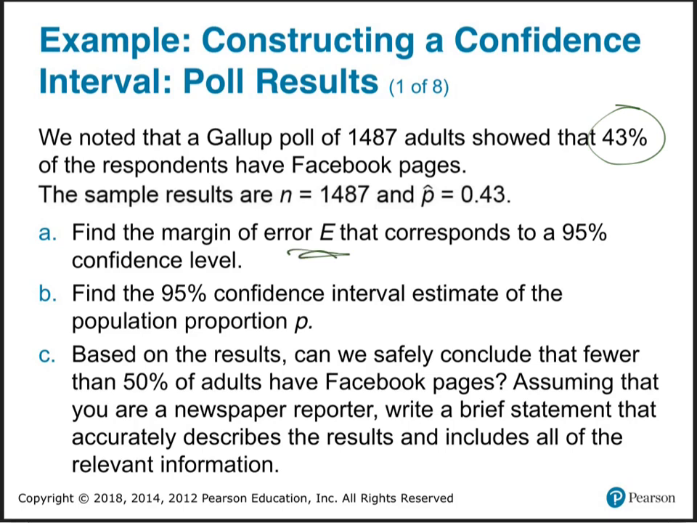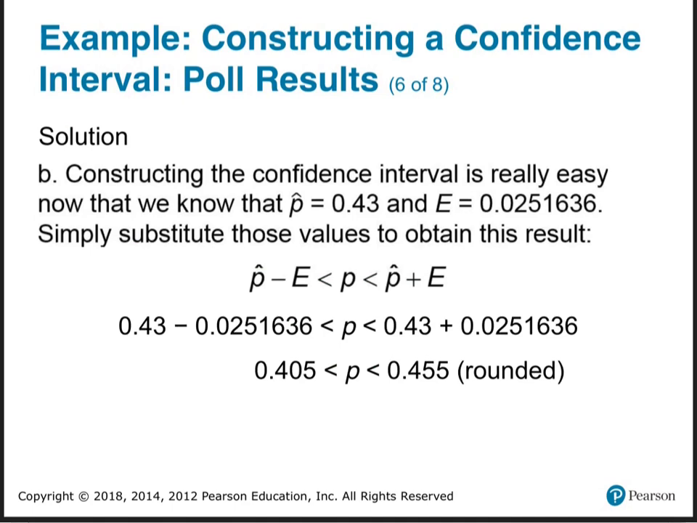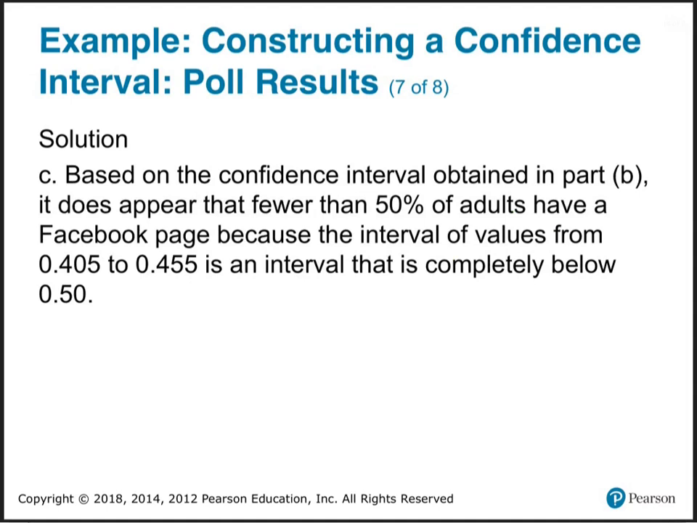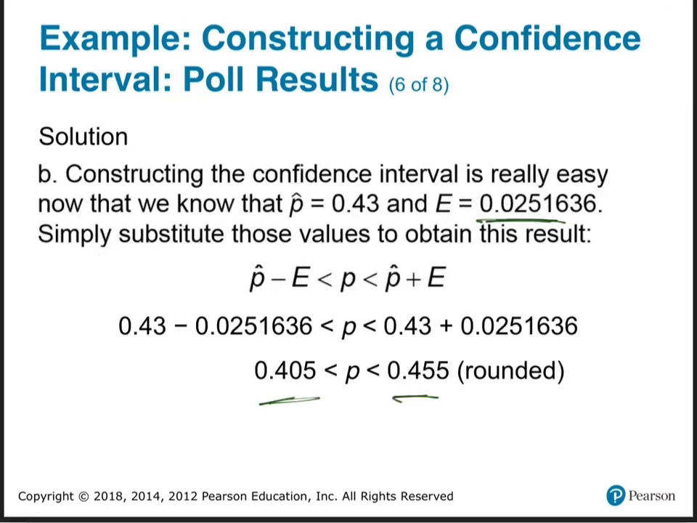There's something called a margin of error. We'll talk about that. The proportion. Let's get to the details. So basically, they calculated the margin of error. They got this range. How do we go about getting those numbers? Let's see what they show. Based on the confidence, it appears that fewer than, so they're going to try to conclude that.